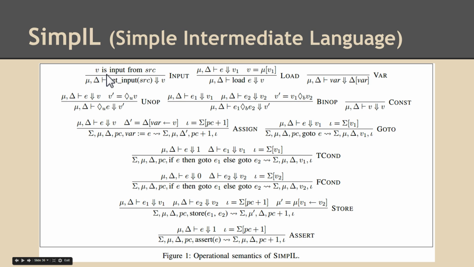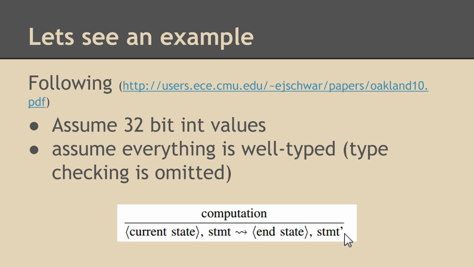But so we have input. So for instance, like get character or get string from user input or over the socket. This is how it would be reasoned about symbolically. And then loading from perhaps a hard drive, and then declaring a variable, a unary operator here, and a binary operator here, a constant being declared or used, variable being assigned here, an unconditional jump, I forget what, T conditional, F conditional, store, and then assertion.